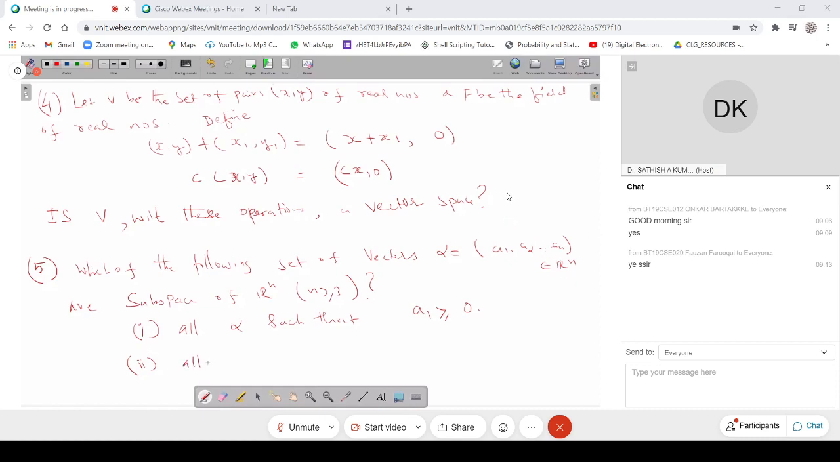And second, all alpha such that it satisfies this equation: a1 plus 3 times a2 is equal to a3. Alpha is (a1, a2, a3, etc., an), but now a1 can be expressed as a3 minus 3 times a2. Again you will have to see whether this satisfies certain conditions or not. Of course, I think the first and second are both not subspaces. At least one of the properties will not be satisfied.